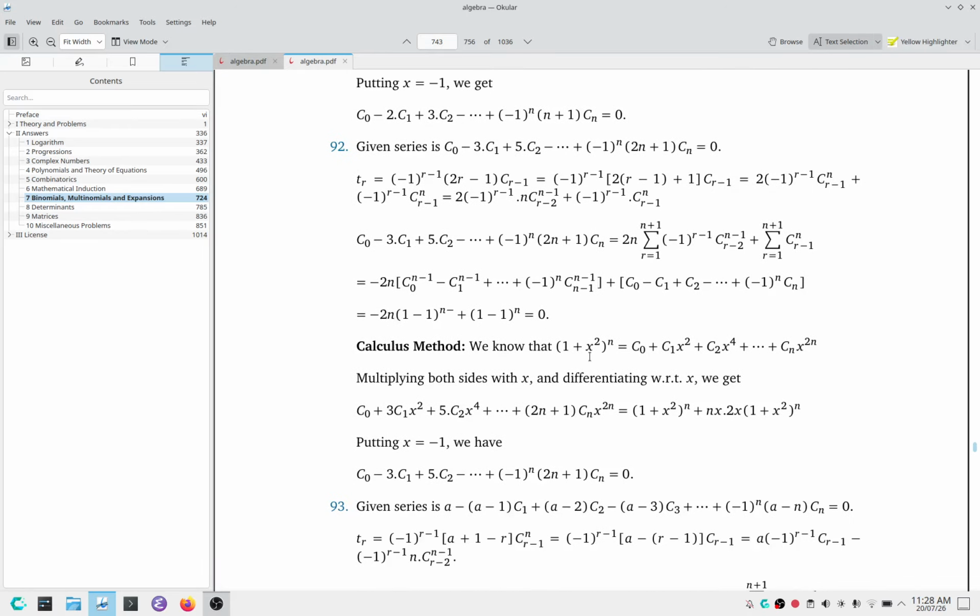The calculus method is that we take the expansion of 1 plus x squared to the power n, which is C0 plus C1 x squared plus C2 x to the power 4 up to Cn x to the power 2n. Multiply both sides with x and differentiate. The left hand side will become C0 plus 3C1 x squared plus 5C2 x to the power 4 up to 2n plus 1 Cn x to the power 2n, which is equal to, let me think a bit.